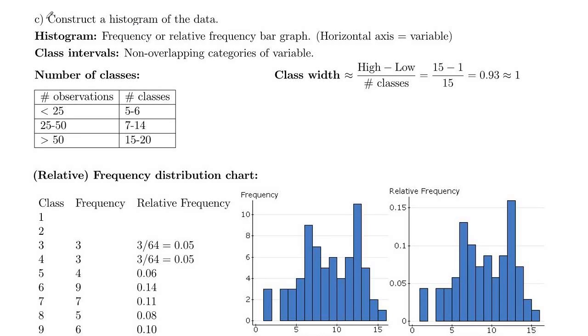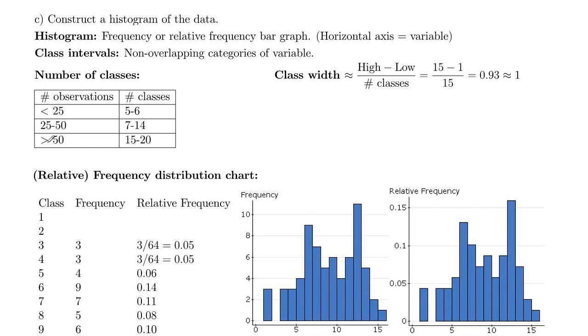The last way we're going to analyze the data in this problem is to construct a frequency histogram. So a histogram is either a frequency or relative frequency bar graph. Your horizontal axis is your variable and your vertical axis is frequency or relative frequency. Now we're going to use classes or groupings here, which are going to be non-overlapping categories for our variable.